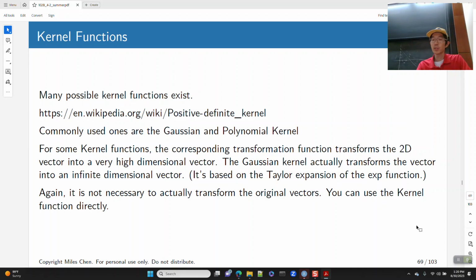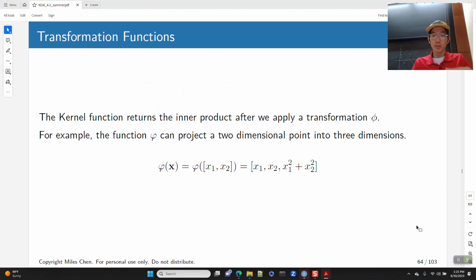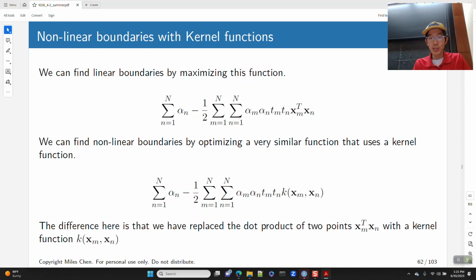And so that's what we're going to do. We're not going to actually transform the vectors. We're going to just use the kernel function, which will give us the equivalent result of if we had transformed them and then taken the inner product between them. And if we use that, we can again plug it back into our quadratic programming problem to find the boundary, or the set of vectors, that will separate this.